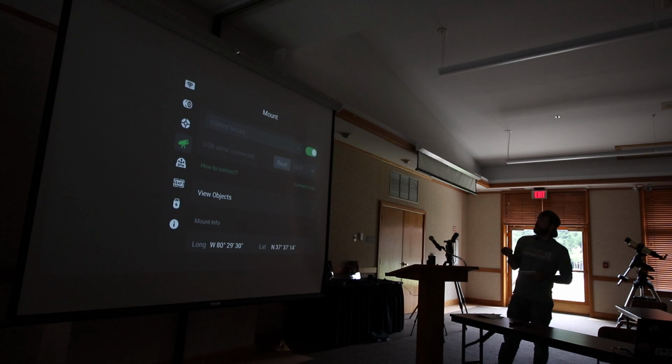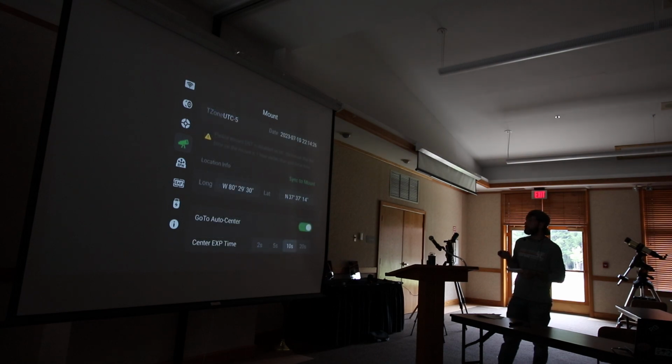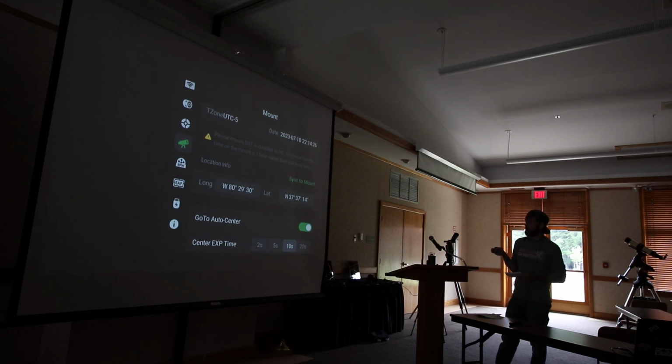And we go back to our mount here. We have access to view objects here again. Scroll down a little bit. Here's our mount info, latitude and longitude if you need that, and location information. Go to auto center, you can turn that off to let it lose the target. If you turn this on, it'll actually take a couple of pictures to center.